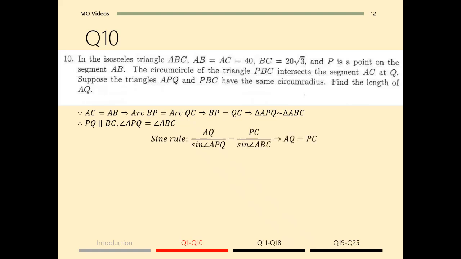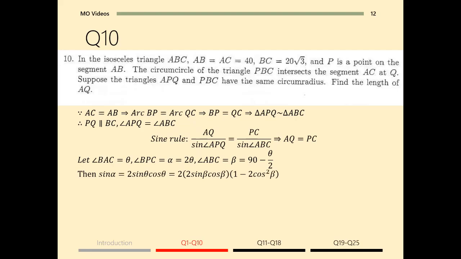Let angle BAC equal theta, angle BBC equal alpha, which is 2 theta, and angle ABC beta, which is 90 minus theta over 2. Sine alpha is sine 2 theta, which is 2 sine theta cosine theta, which is 2 times 2 sine beta cosine beta times 1 minus 2 cosine beta squared. Using sine rule again, since AQ over sine alpha equals BC over sine beta, AQ equals this expression over here.